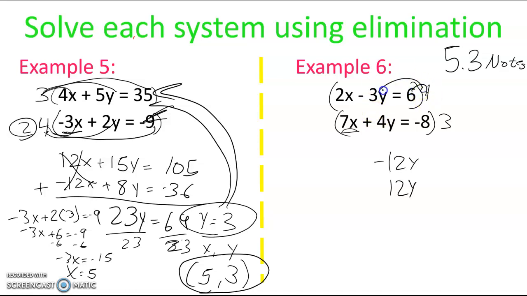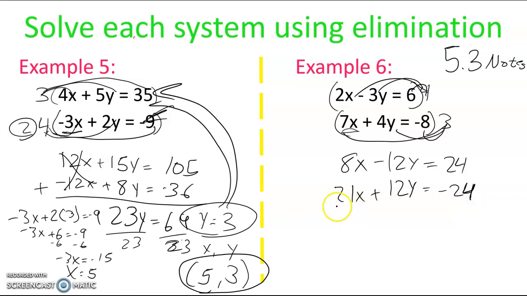Multiply by the 4, I need to distribute out my numbers. So 4 times 2x is going to turn into 8x minus 3y is equal to 24. Distribute out my 3 here. I get 21x plus 12y is equal to 3 times a negative 8, which is going to be a negative 24.